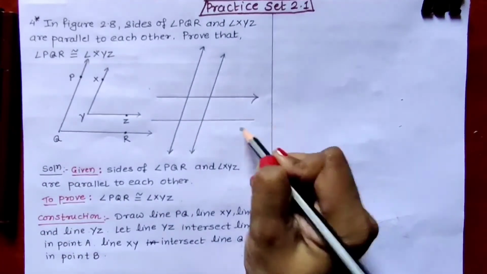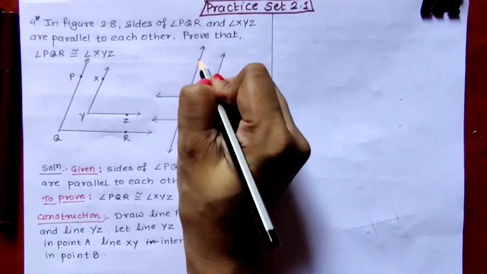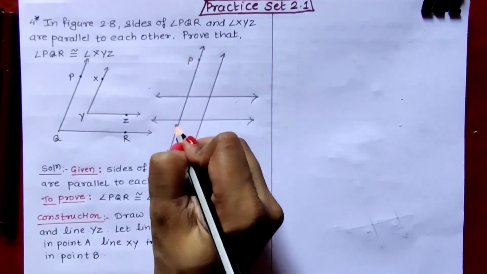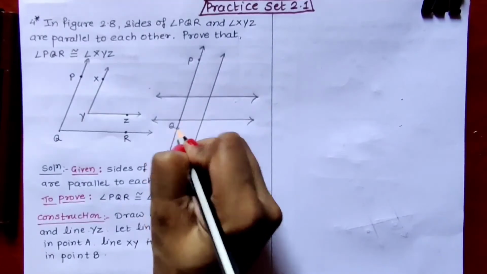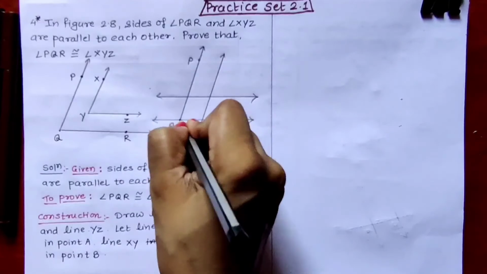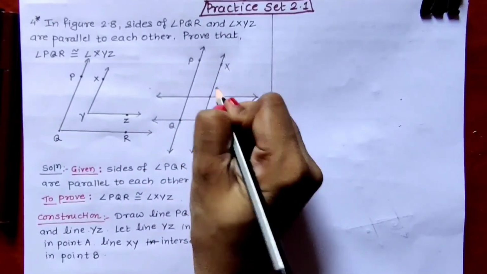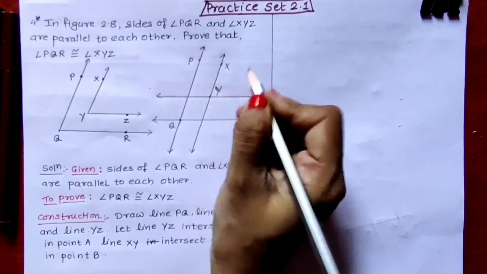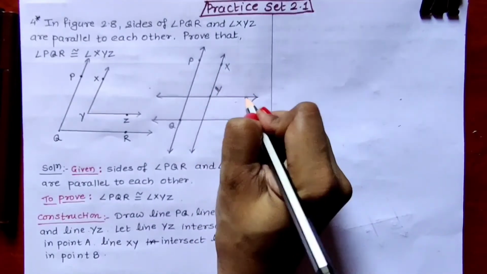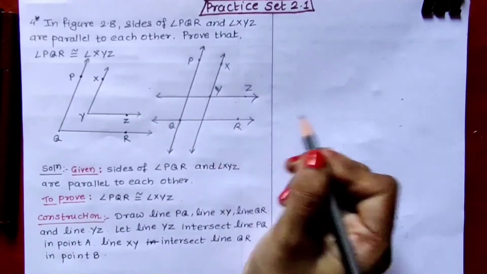So in this way these parallel lines I have drawn. This is line P and Q. Okay, I will write Q here. This is PQ. This is point Q here. And then this is X and this is Y. XY. And then this is Z and this is R.